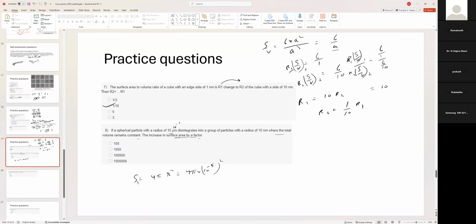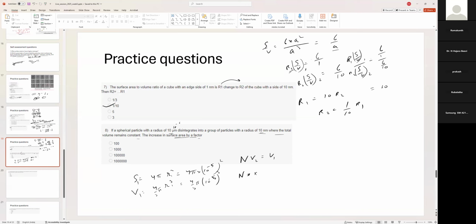Final surface area: now it's disintegrating into many smaller particles with 10 nanometer size. So the total volume will be conserved. Volume V1 is 4 by 3 pi r1 cubed, which is 4 by 3 pi times 10 to the power minus 5 cubed. So n number of particles of volume V2 are formed from the initial volume V1.